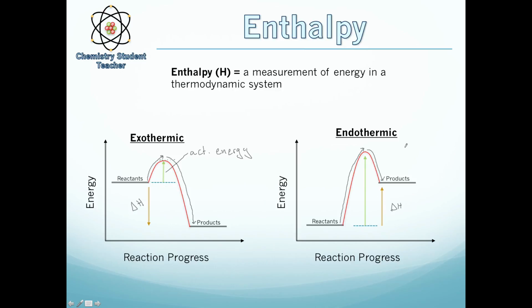Now usually with exam boards such as OCR, you don't have to give it to scale, as in exact numbers. However, if it's endothermic, reactants must be below products. If it's exothermic, reactants must be above products, just to show it in a general way.